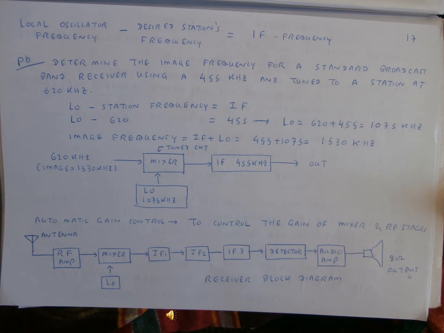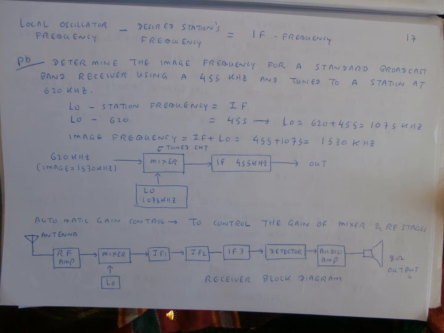The function of automatic gain control is to control the gain of the mixer and the radio frequency stage. So we need to control the gain of the mixer and the radio frequency stage. In this case, automatic gain control circuits are utilized.